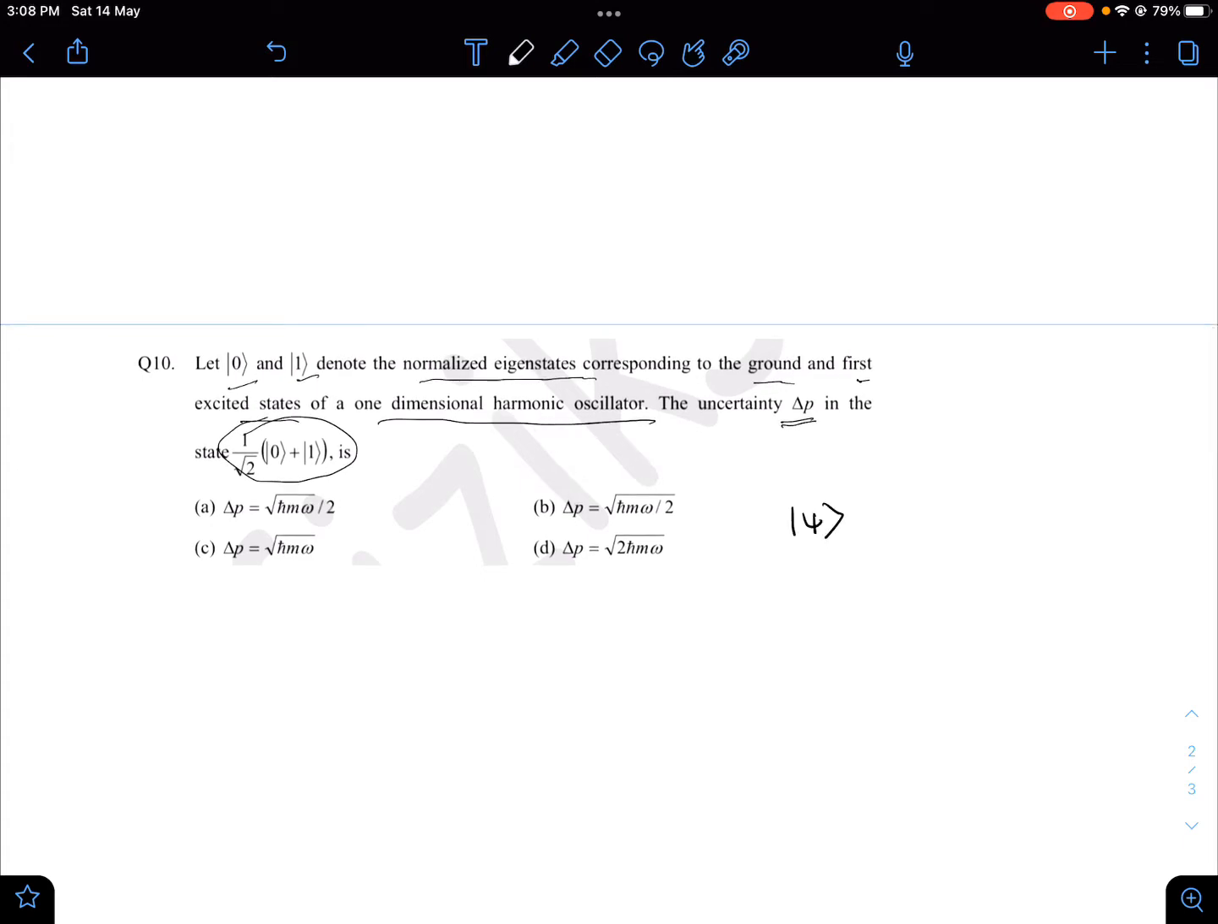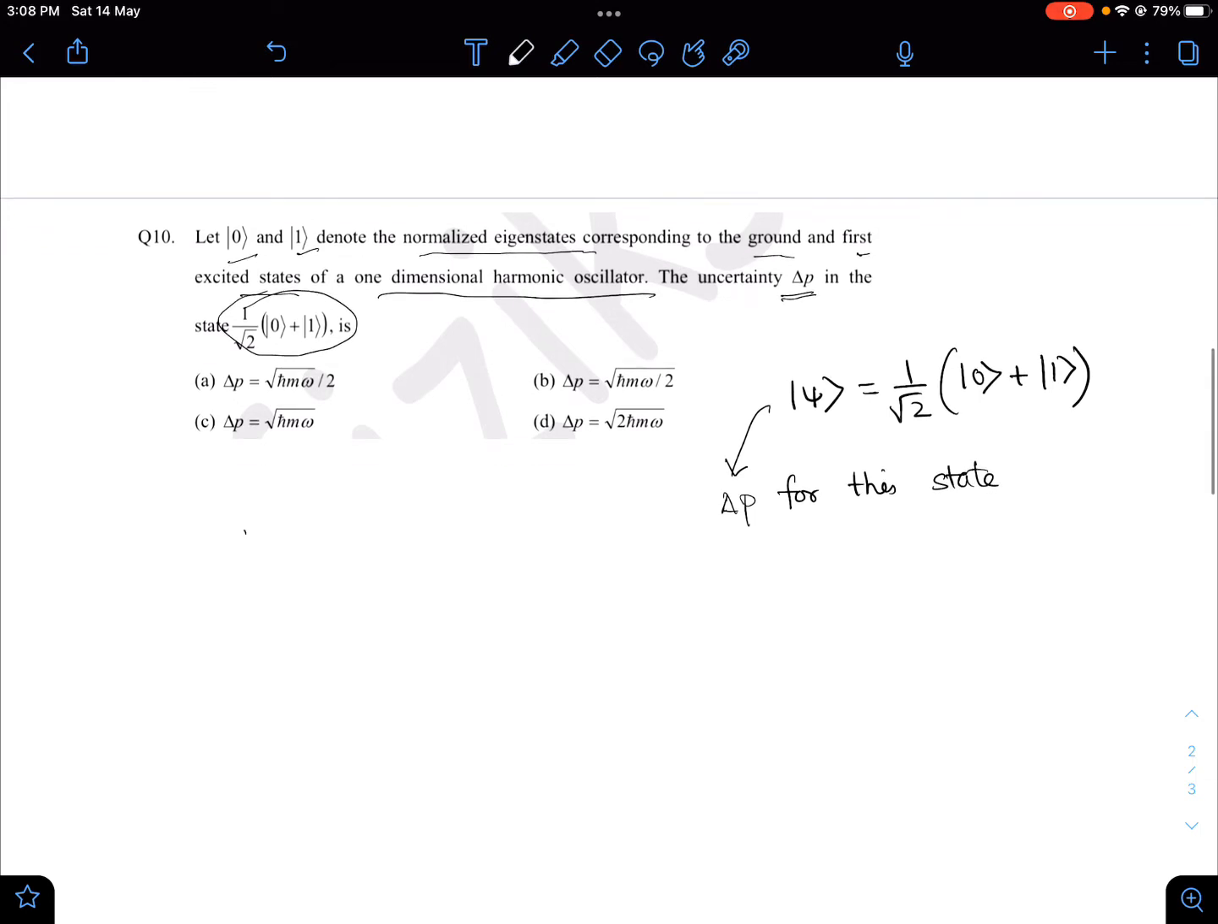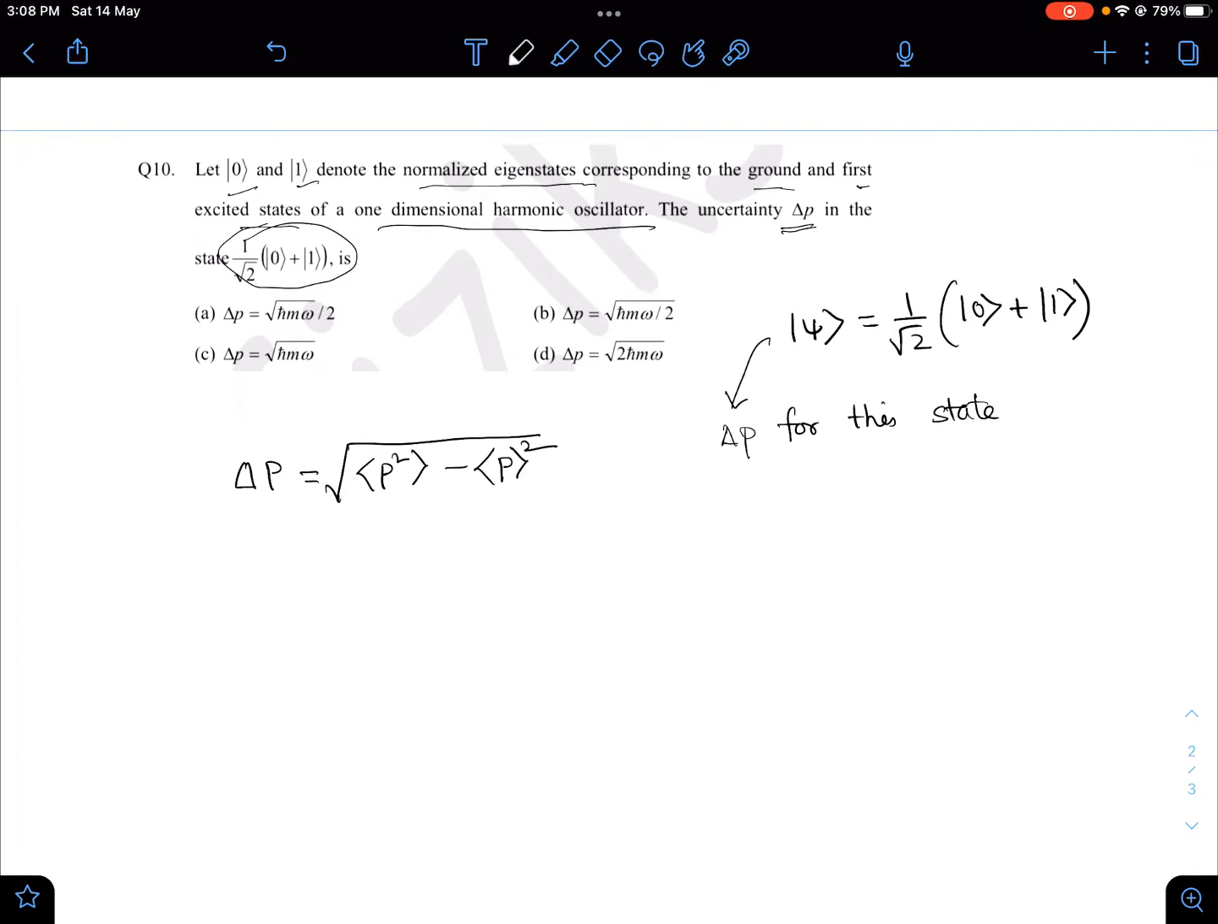So we are given the state psi. This is our initial state of the system, and we have to find delta p for this state. So how will we find delta p? We know that delta p, or uncertainty in p, is defined as the expectation value of p squared minus the expectation value of p, whole squared. So we have to find these two quantities.